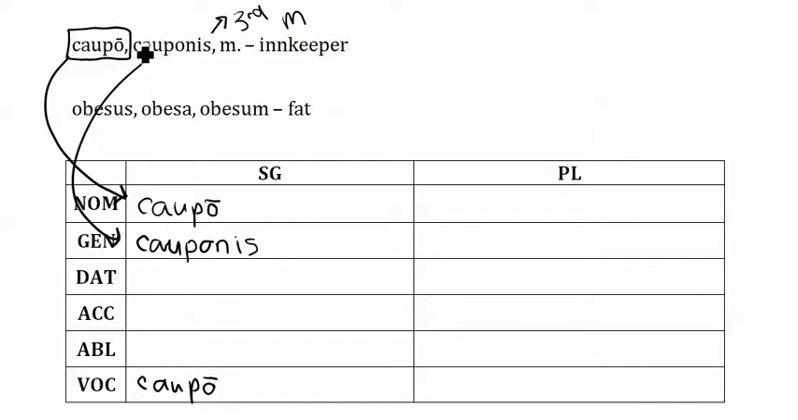Now I want to know what my real stem is. I'm going to come in here in blue and look at the genitive singular. Everything in front of the ending, that's my real stem. And I now need to write that on my chart. C-A-U-P-O-N.